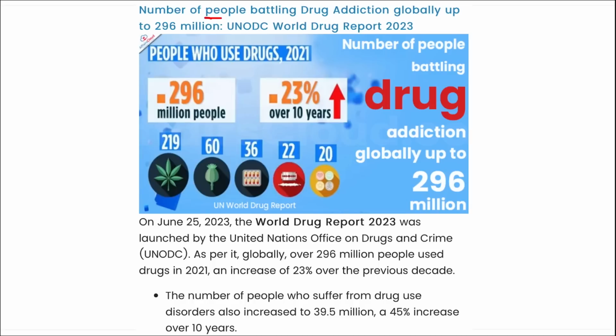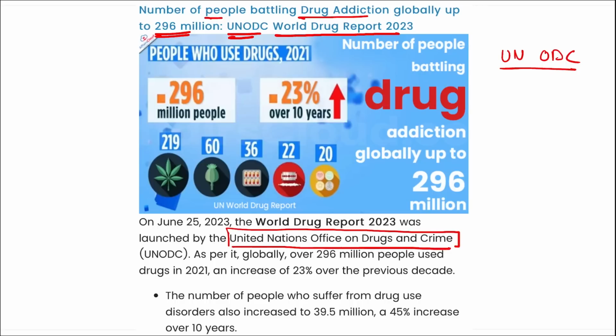Next, the number of people battling drug addiction globally is up to 296 million as per the UNODC World Drug Report for 2023. First of all, tell me what is this UNODC? UNODC stands for United Nations Office on Drugs and Crime. I repeat, UNODC stands for United Nations Office on Drugs and Crime.